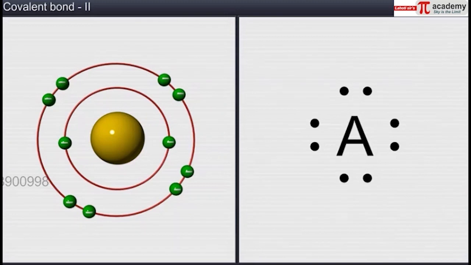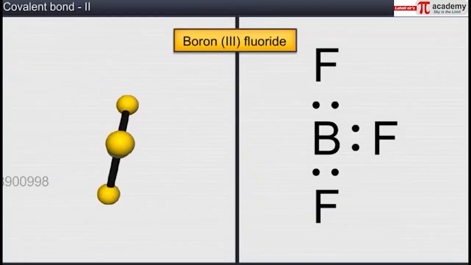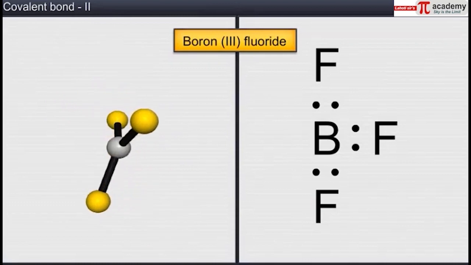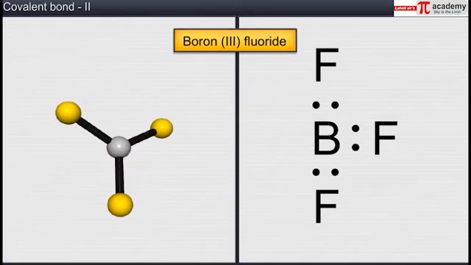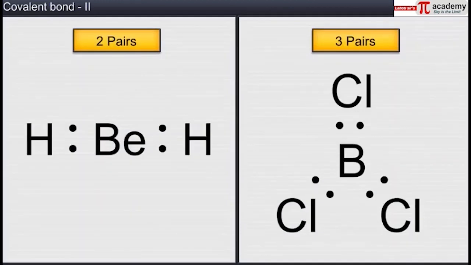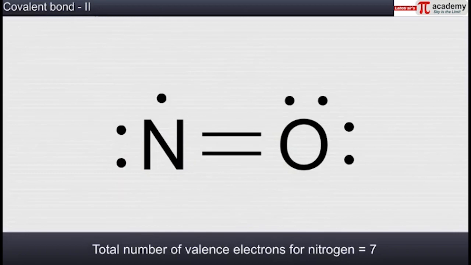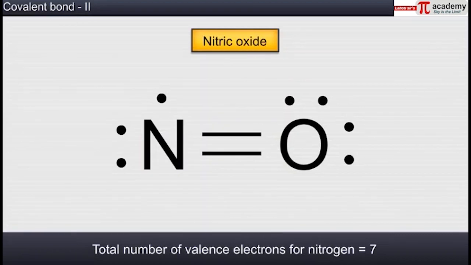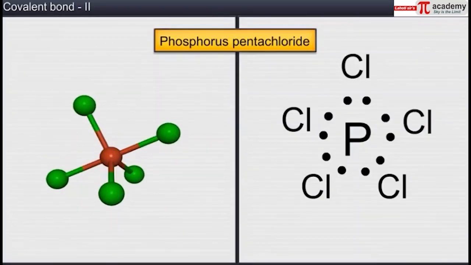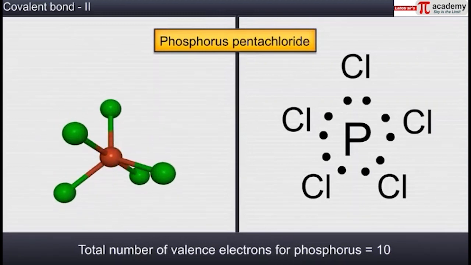However, there are some molecules in nature that do not follow the octet rule. In some molecules, the number of electrons surrounding the central atom is less than 8. For example, beryllium hydride and boron trichloride have 2 and 3 pairs of electrons respectively surrounding the central atom. In molecules with an odd number of electrons, such as nitric oxide, the octet rule is not satisfied. The octet rule also does not apply to the molecules with expanded octets.